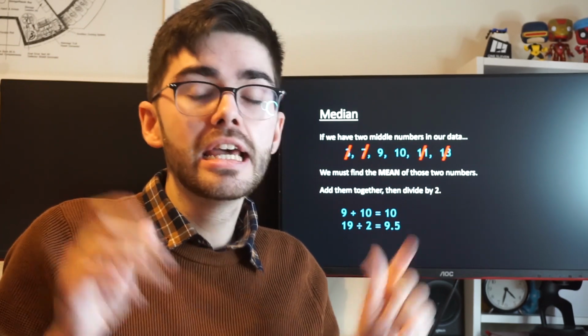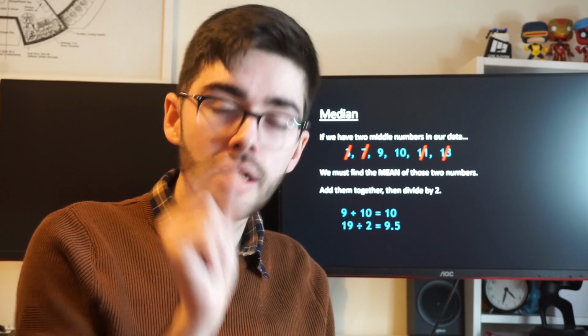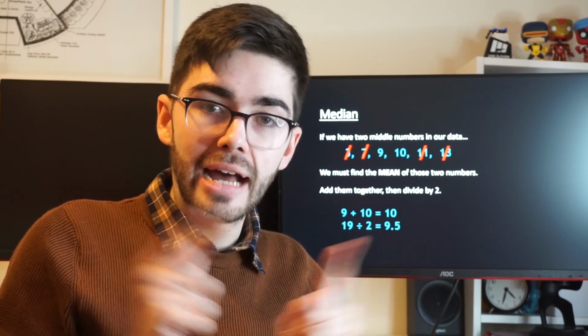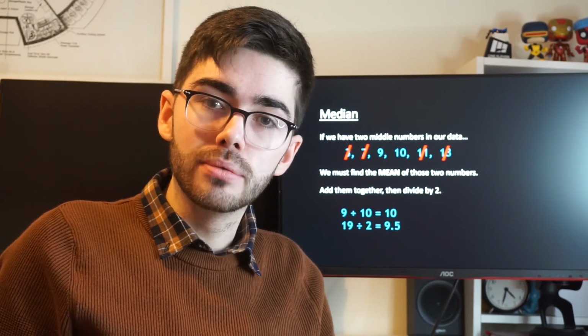So the rule there is, if you've got two numbers as your median in the middle, you have to find the mean of those two numbers. You add them together, and then you divide by 2.